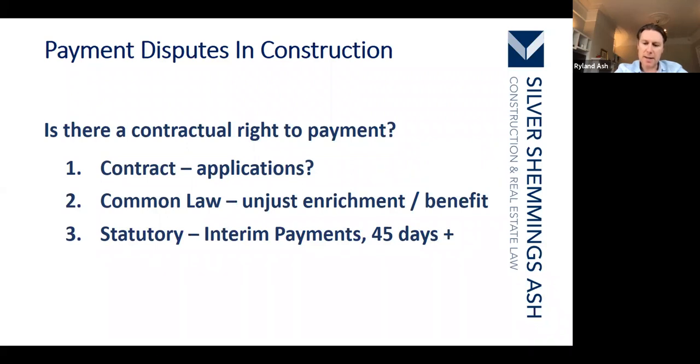And some contracts will even say, if you don't provide the level of information that's required by the contract, then it won't be a valid application. And the courts are quite comfortable with that. They'll say, well, sorry, your entitlement doesn't apply until you follow the rules you've agreed in the contract. So the form and the detail required is important.